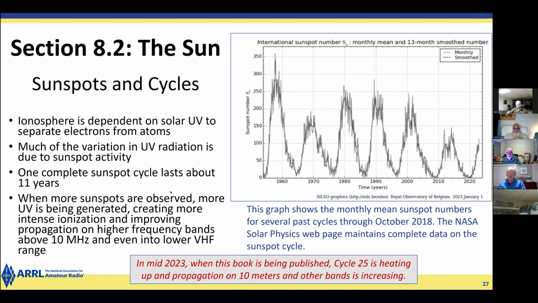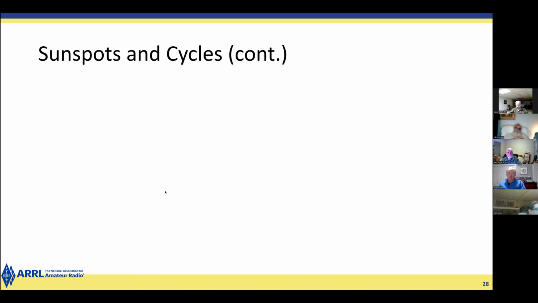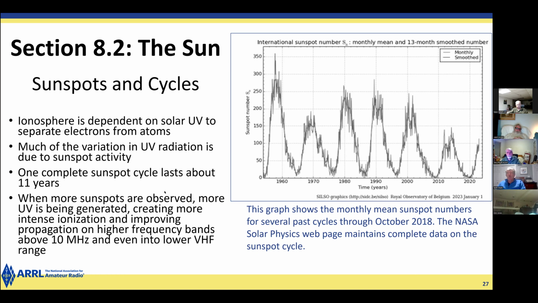And the higher the UV, the better the ionization, the better the propagation above 10 megahertz. Now, I also want to say, if you look at pictures of the sun, where you can see some detail of the surface, it's very chaotic. We tend to see this very bright disk when we look at it, and unless you use special filters, you really can't see much detail. But the sun is actually very chaotic, and sunspots are part of the chaos. They're actually cooler spots on the surface of the sun.